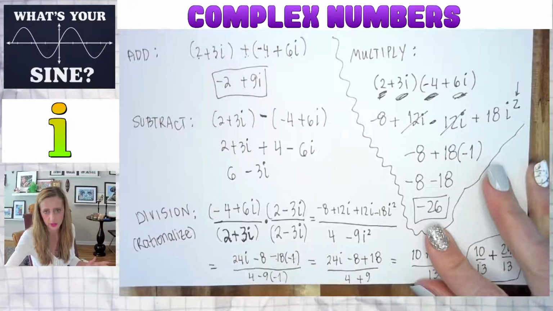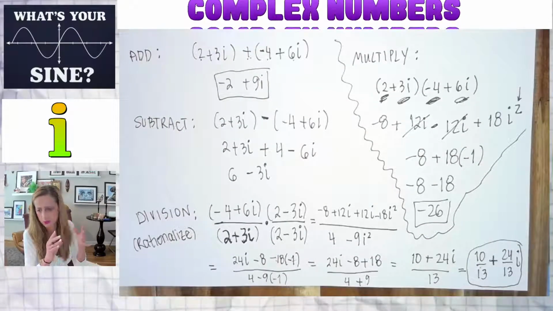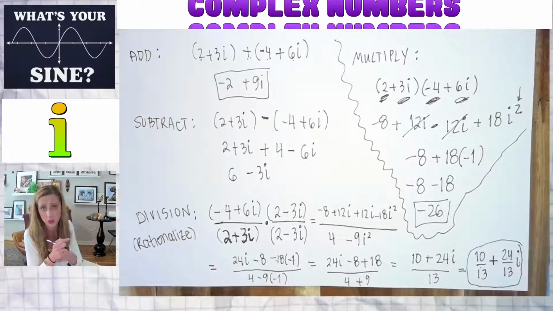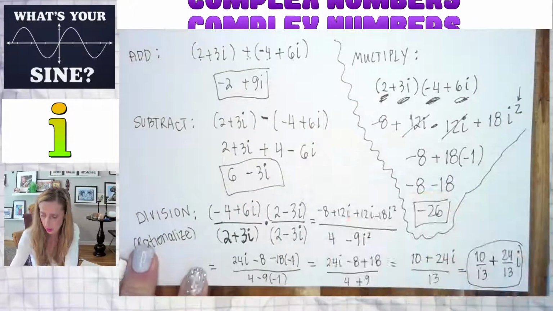Those are the rules basically. So what do we just do? We added, we subtracted, we did multiplication and division with imaginary numbers. It's not that bad. Box that.